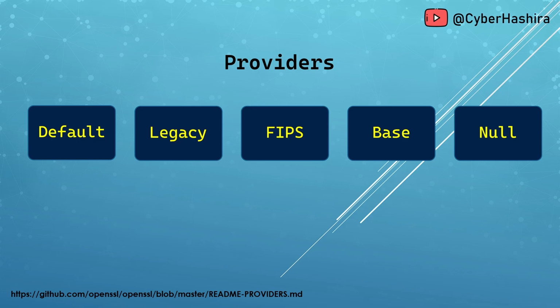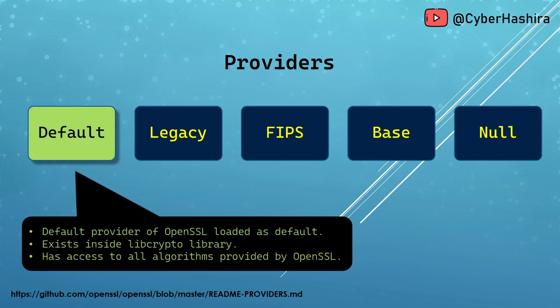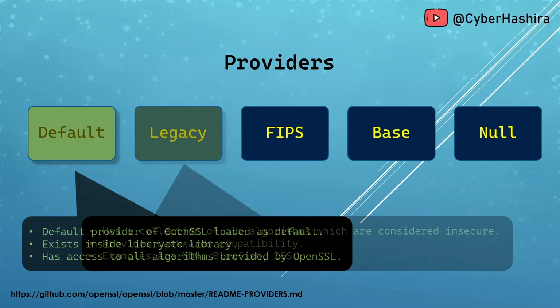Let's start with the default provider. Default provider, as the name suggests, is the default provider of OpenSSL. Default provider gets loaded when no other provider is specified by an application. A default provider is built into the libcrypto library, which means it has access to all algorithms provided by OpenSSL.